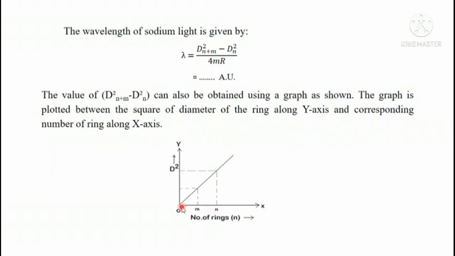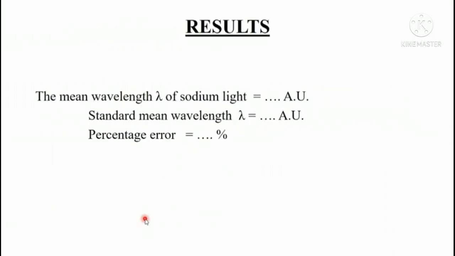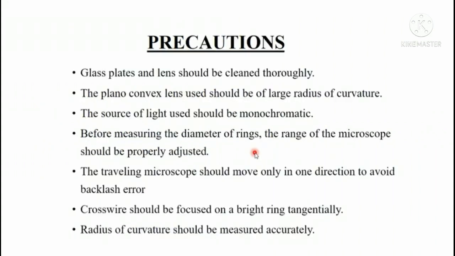This difference of the squares can also be obtained from the graph as shown. The graph is plotted for the number of rings versus D squared. We can take any value of m and then find out the difference as shown in the graph to get D(n+m) squared minus D(n) squared. Substitute the value in the formula and we can get the value of lambda. So we can report our results as the mean wavelength of sodium light is obtained as this much, the standard value is this much, and so on.